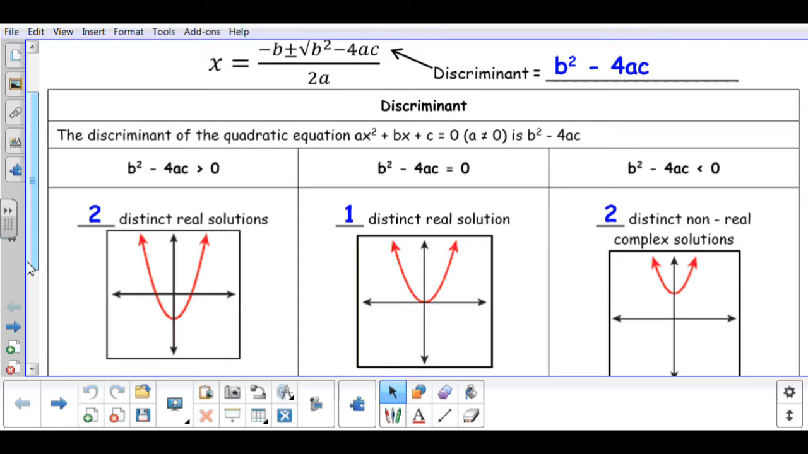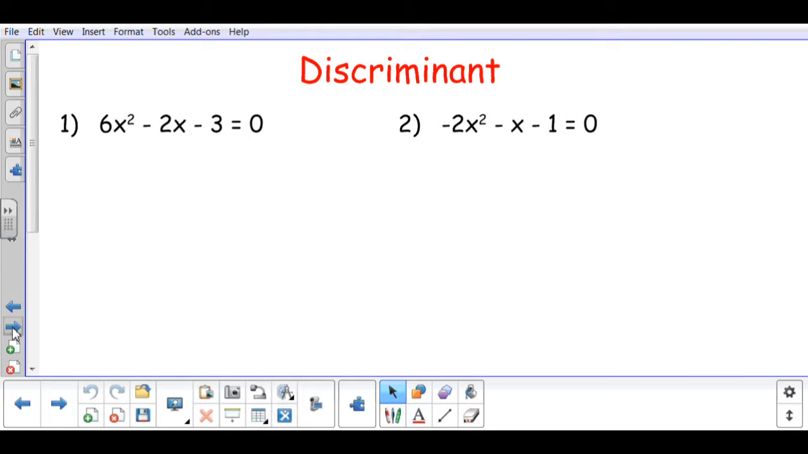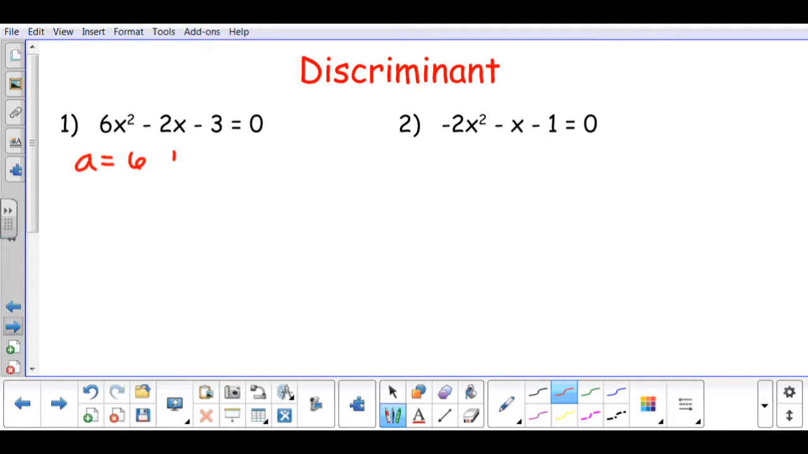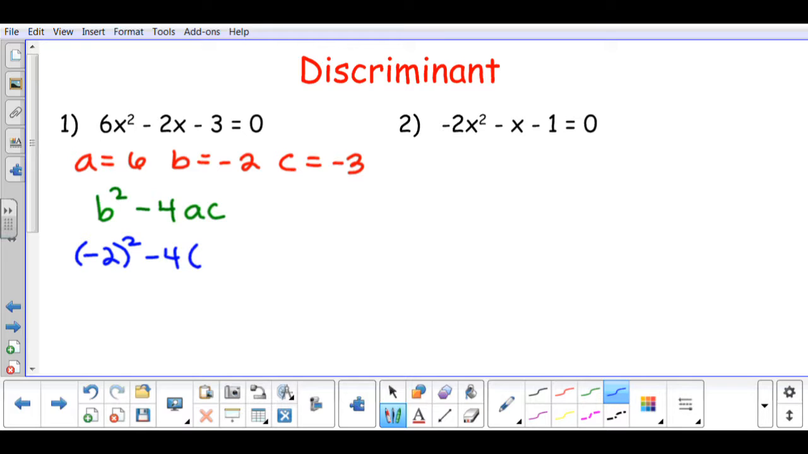So let's look at our first example. In number 1, my a term is 6, my b term is -2, and my c term is -3. So if I use the discriminant formula of b squared subtract 4ac, I'm going to plug in my values. So my b term is -2, my a term is 6, and my c term is -3. I'm going to evaluate that and arrive at my solution.